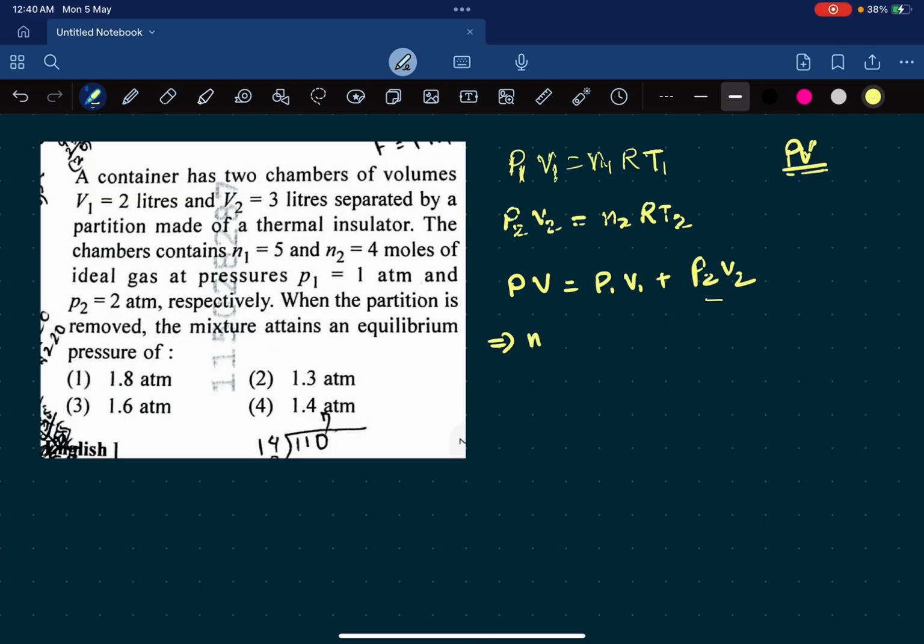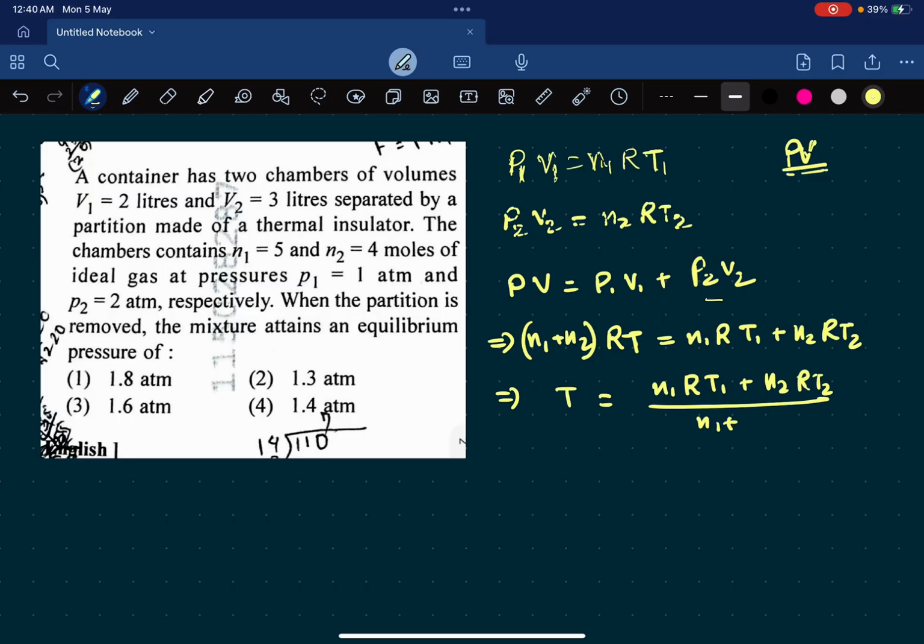So what is this? This is N1 plus N2, the total number of moles of the gas, and then R multiplied by the common temperature, right? And this is equal to N1 R T1 plus N2 R T2, right? So the common temperature will be N1 R T1 plus N2 R T2 divided by N1 plus N2 times R. Let us mark it as equation 1.